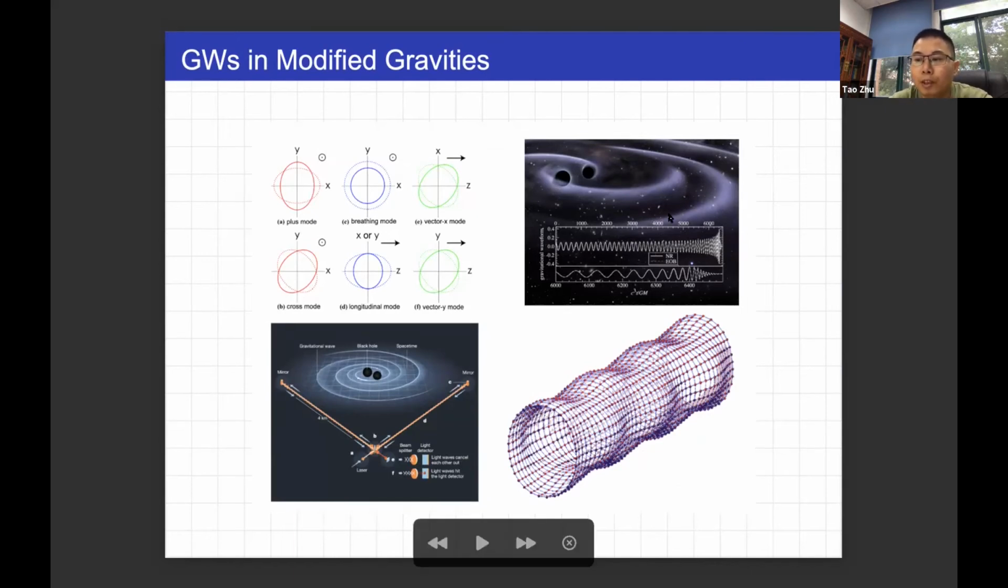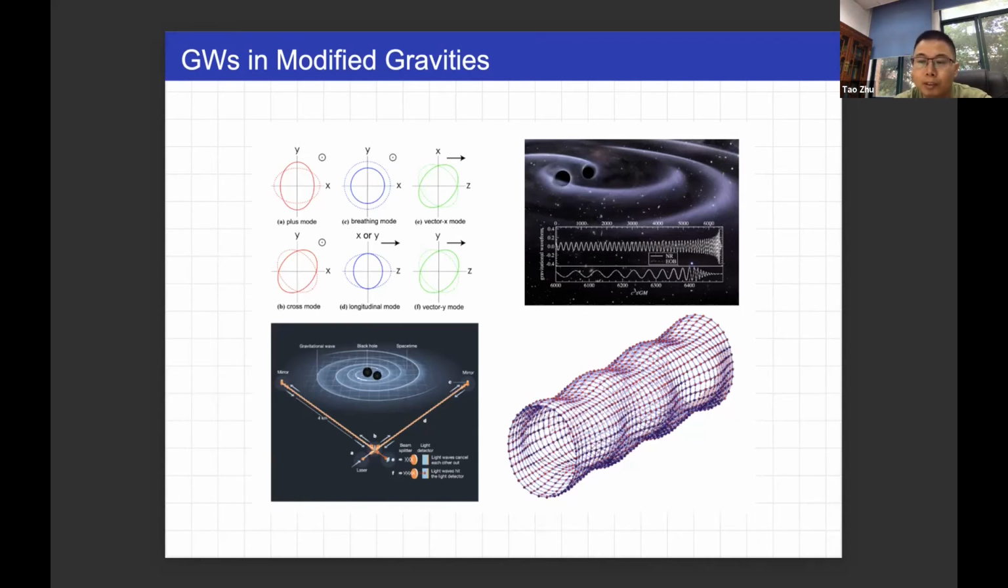Since modified gravity also modifies the Einstein equation, it can also change how gravitational waves are produced, for example by binary black holes. After the gravitational waves are generated, both the damping rate and the velocity of gravitational waves during their propagation could be different from those of GR as well.